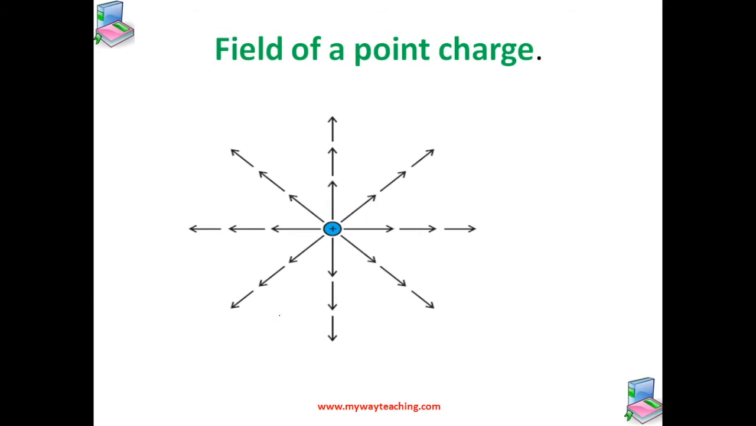So these field lines carry information about the direction of electric field at different points in space, isn't it? And the relative density of field lines at different points indicates the relative strength of electric field at those points. And the field lines crowd where the field is strong, and they are spaced apart where the field is very weak.